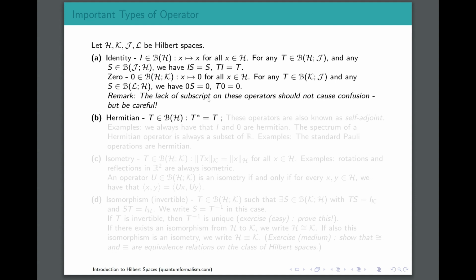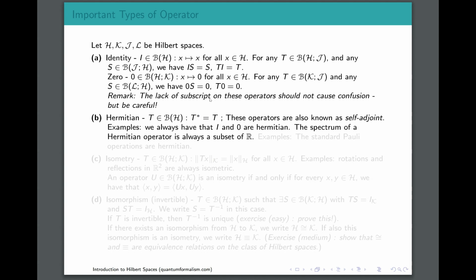Next up we have the Hermitian operators. These are operators on a Hilbert space which are equal to their own adjoint, where adjoint was as defined in the last lecture. These are known as self-adjoint for obvious reasons. And for examples, we always have that the identity and zero are Hermitian. It should be pretty easy to check these from the definitions above.